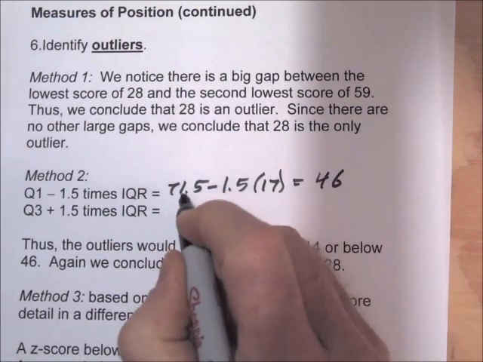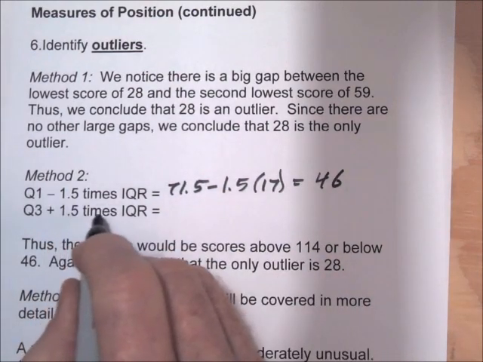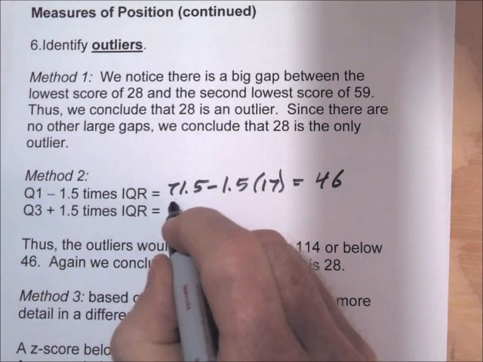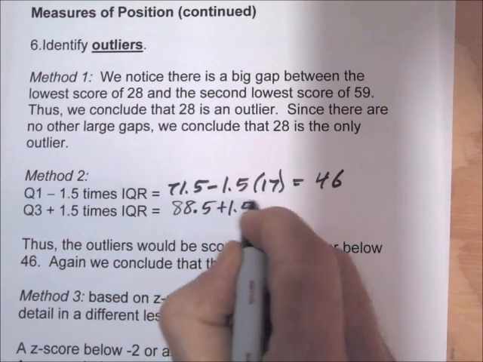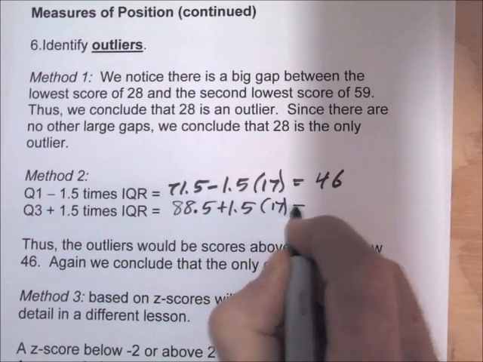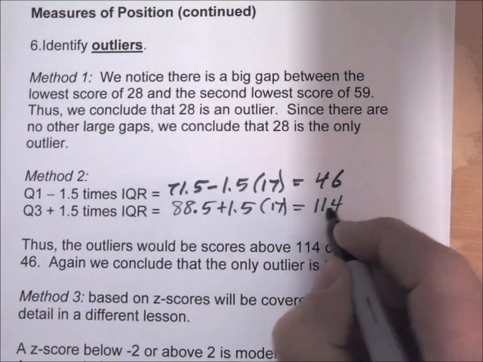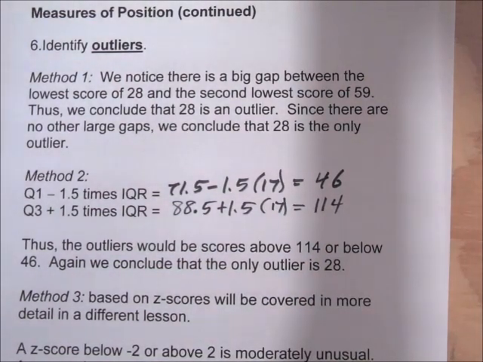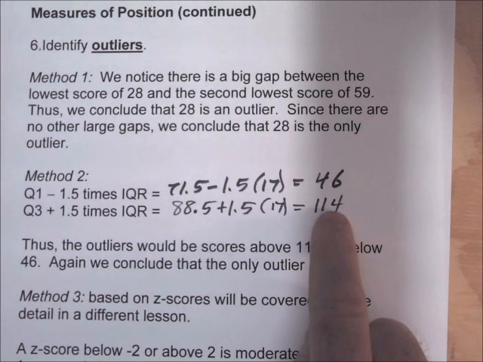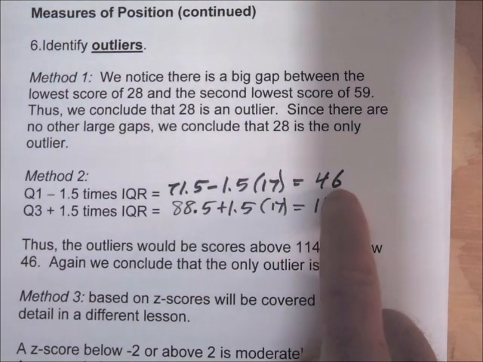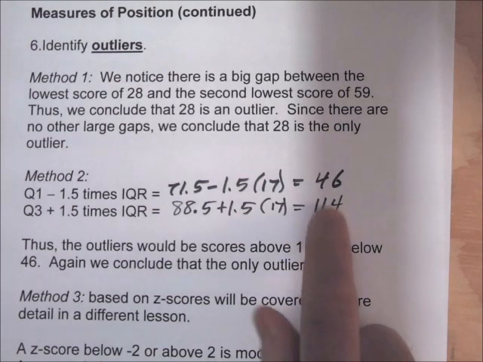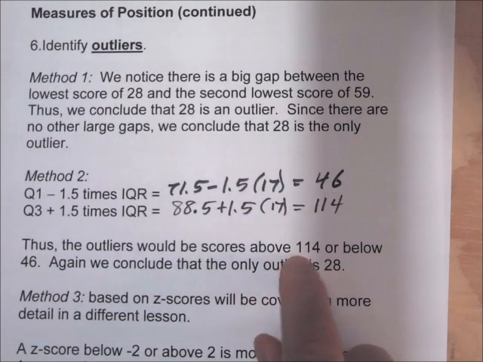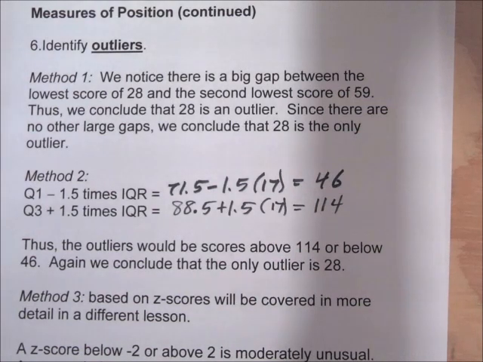And then we want to do Q3 plus 1.5 times the interquartile range. So Q3 is 88.5 plus 1.5 times the interquartile range, and that's 114. So the outliers would be scores that are either above 114 or below 46. And there's no scores above 114. The only one below 46 is the 28. So again, 28 is the outlier.